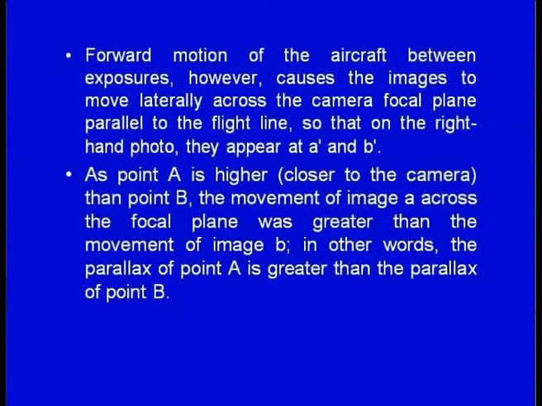As point A is higher, that is closer to the camera than point B, the movement of the image of A across the focal plane is greater than the movement of the image of B. In other words, the parallax of point A is greater than the parallax of point B.